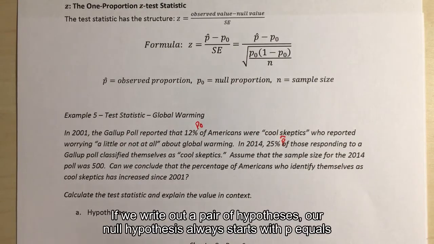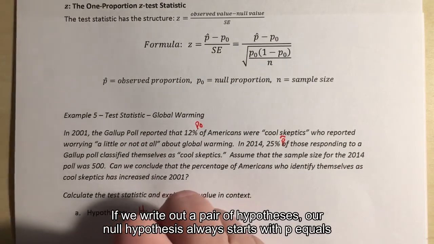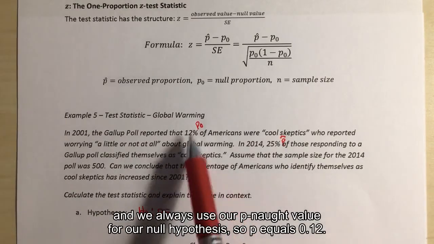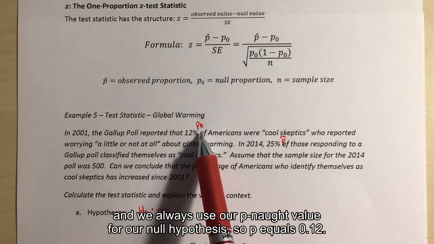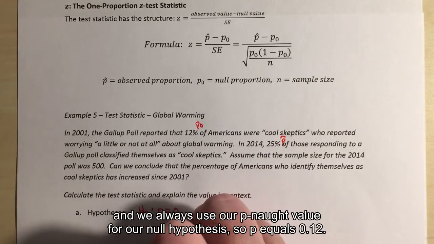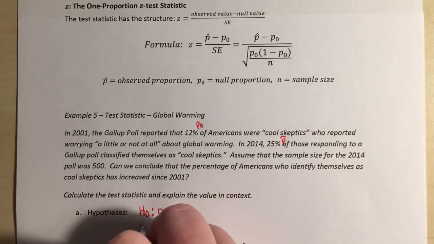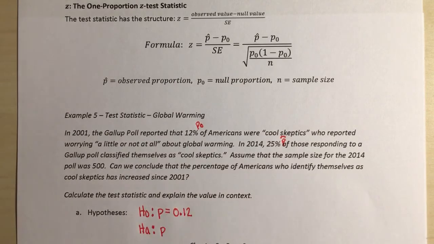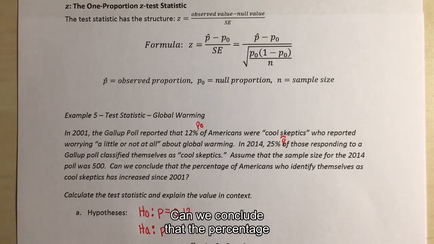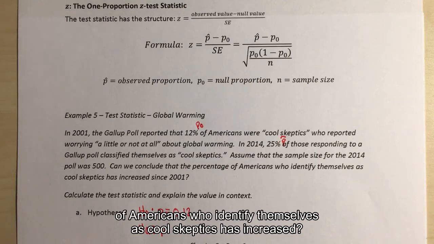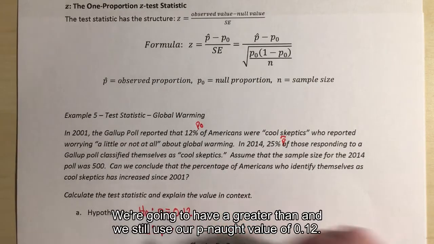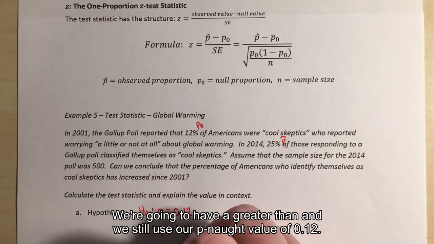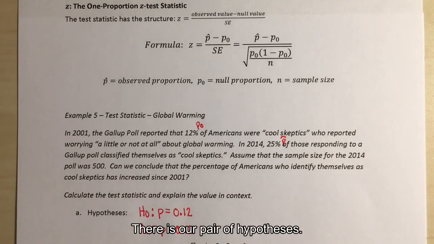So if we write out a pair of hypotheses, our null hypothesis always starts with P equals, and we always use our P naught value for our null hypothesis. So P equals 0.12. Our alternative hypothesis also starts with the letter P. Can we conclude that the percentage of Americans who identify themselves as cool skeptics has increased? So we're going to have a greater than, and we still use our P naught value of 0.12. So there is our pair of hypotheses.